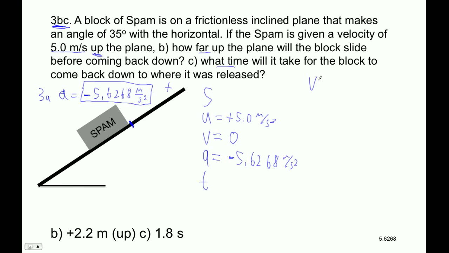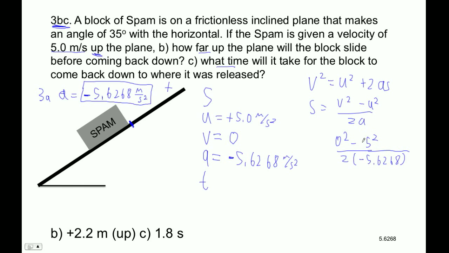I think our friend is just V squared equals U squared plus 2AS. So S is V squared minus U squared over 2A. So that's 0 squared minus 5 squared over 2 times negative 5.6268. The numerator is negative, the denominator is negative, so it's going to be a positive number. It's going to go up the plane and not down. So 5 squared divided by 2 divided by the value I stored in A, and I get 2.22 meters.